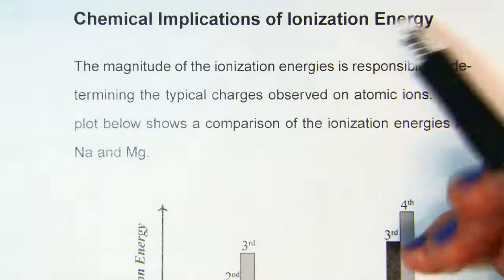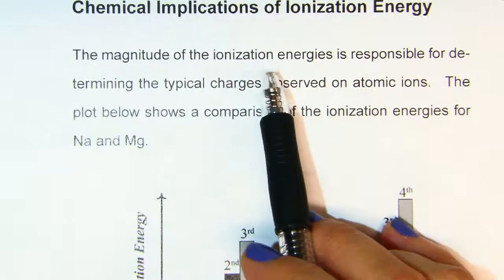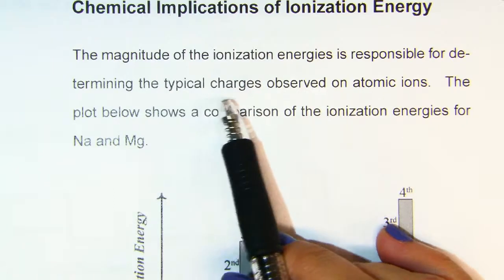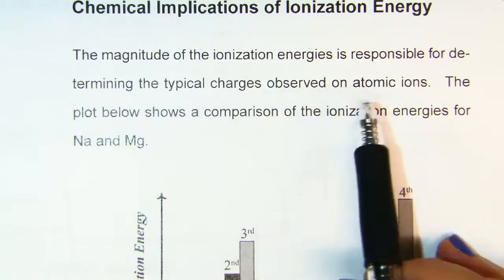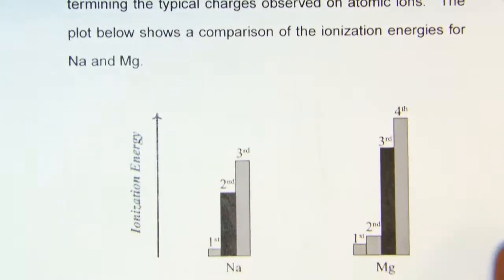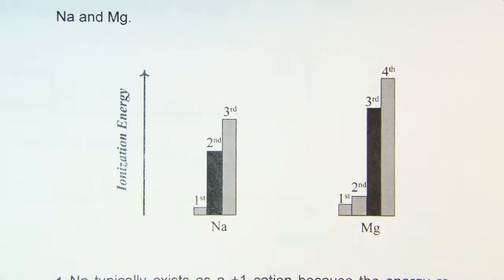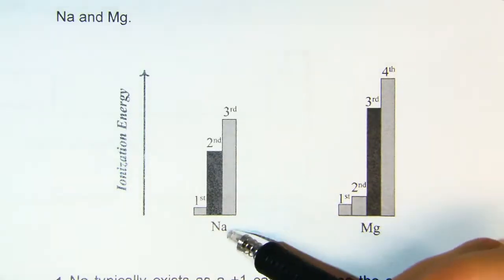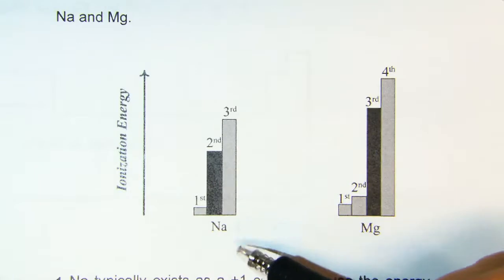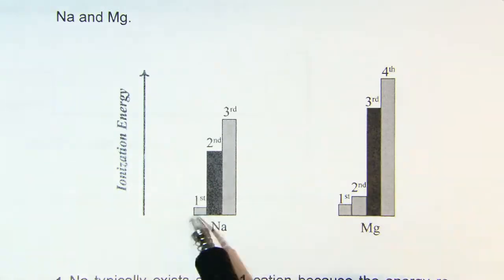Chemical implications of ionization energy. The magnitude of the ionization energies is responsible for determining the typical charges observed on atomic ions. The plot below shows a comparison of the ionization energies for sodium versus magnesium. Sodium typically exists as a +1 cation because the energy required to convert from Na to Na+ is relatively small.